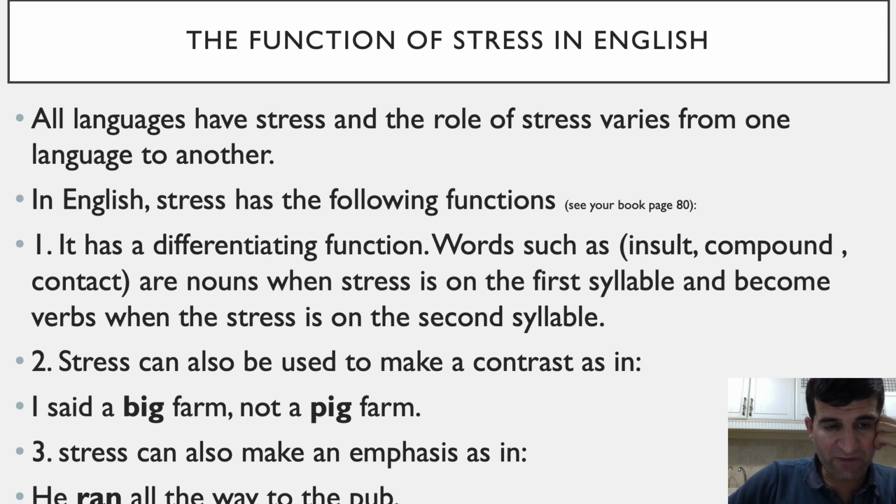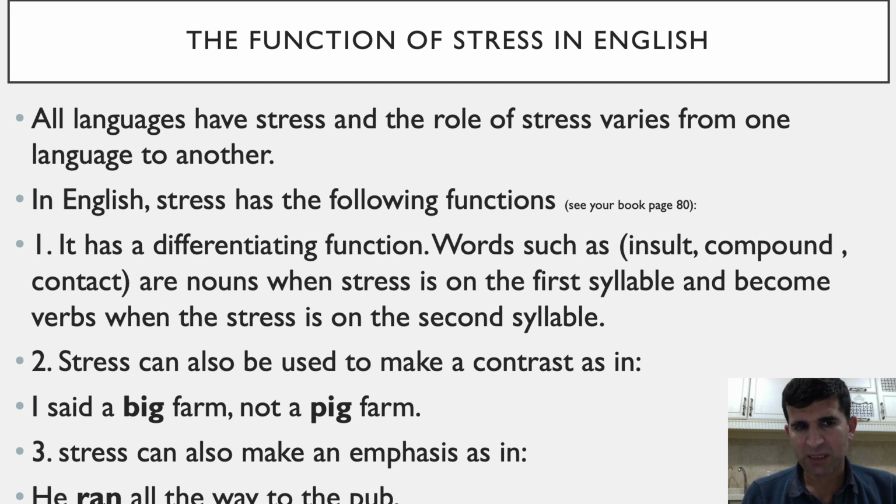It has three different roles. The first one has a differentiating function, which means it distinguishes one word from another. There are so many words like insult, compound, contact, contrast, invalid. When the stress is on the first syllable, that word is a noun.